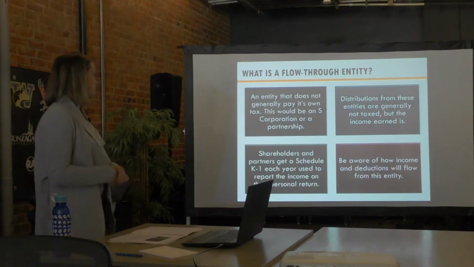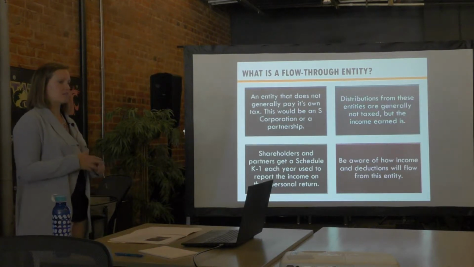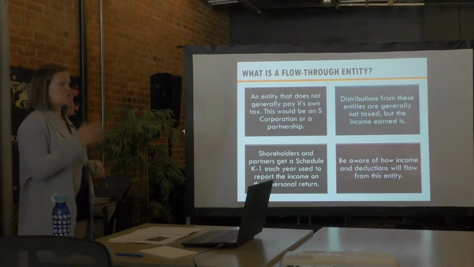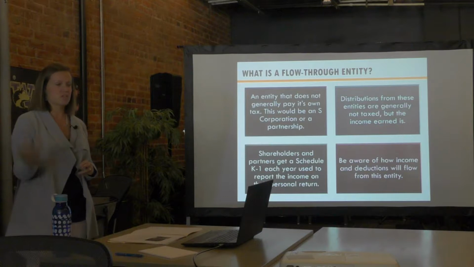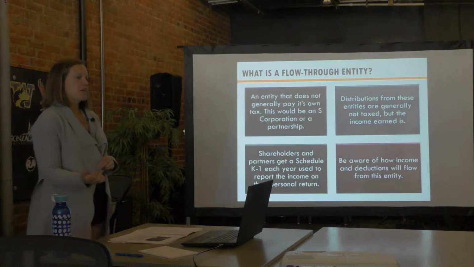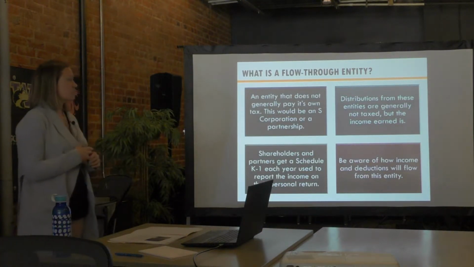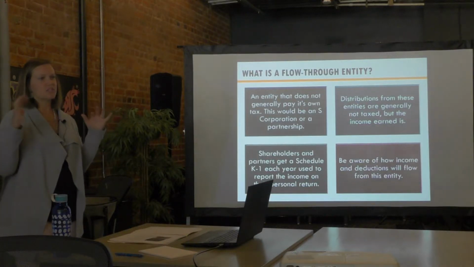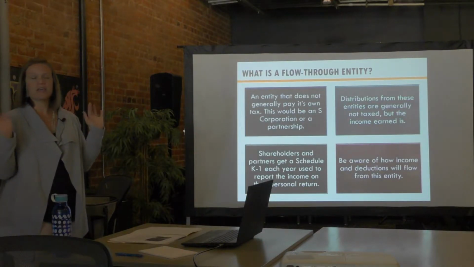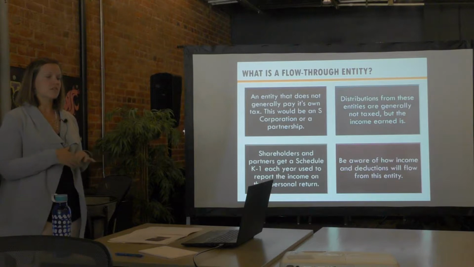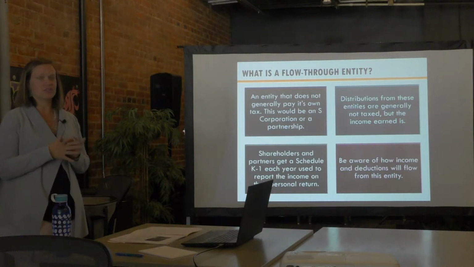Also, the K1 is the form that goes out to people. That's my next slide, so I'll talk about that more there, but it just shows you what income you have to report onto your personal return. And income and deductions flow directly from this entity, so there are some limitations that happen at the business level, and then those flow through to the personal level, and they may be treated differently in your personal return.